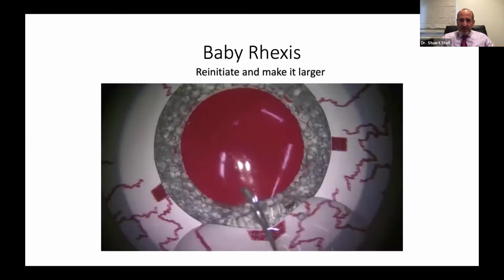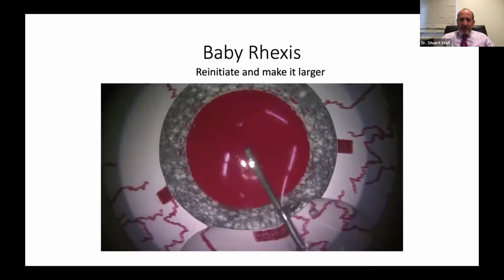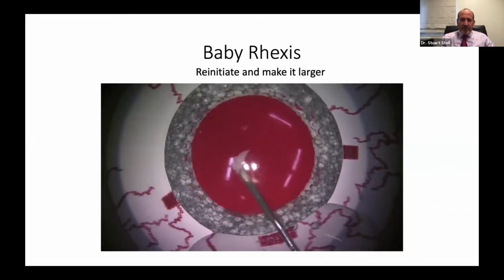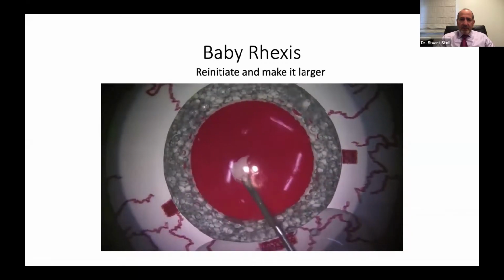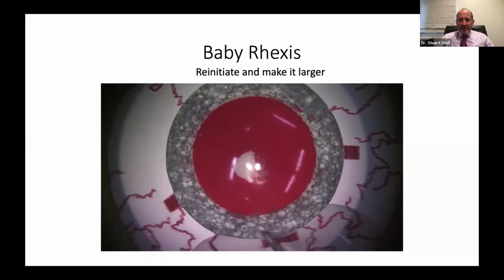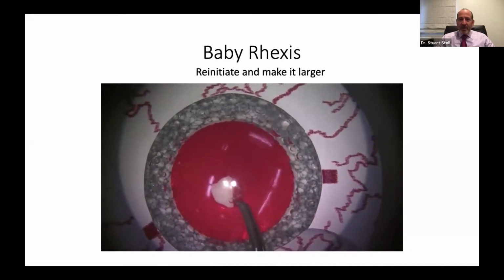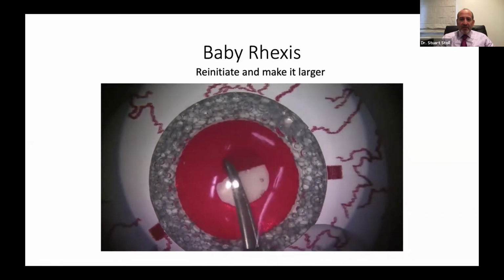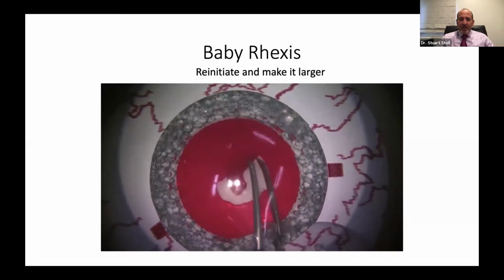You're at the end of the case. So here we go. We're going to initiate again and maneuver around here. Get through this part quickly. Everything looks great, right? Well, not really. Look how small we are now. This might be intentional. Maybe this is a case of an intumescent white cataract, and we're going to do a double rhexis, a baby rhexis and then a bigger rhexis.